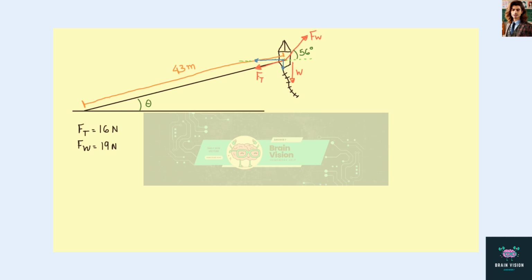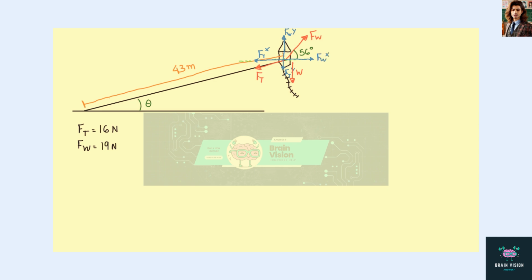We can do the same with the wind force. It has one vertical component and one horizontal component. Let me call this tension force component Y, tension force component X, wind force component Y, and wind force component X.